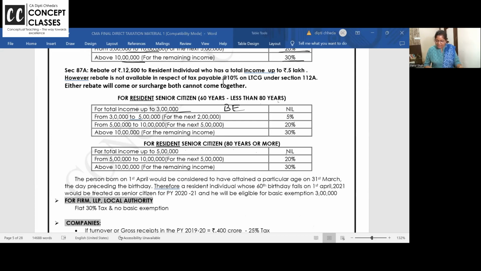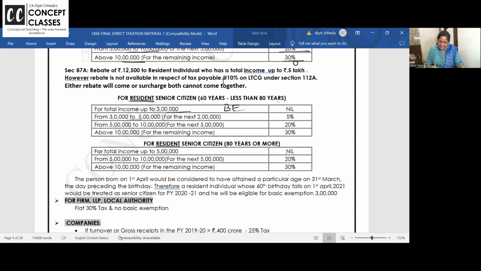80 years and above, they are called super senior citizen. For them, up to 5 lakh income, the tax rate is nil. Then after 5 lakh, they will not start with 5%. The 5% slab is finished. So up to 5 lakh, nil. 5 lakh to 10 lakh, directly 20%. 10 lakh above, 30%. Is this clear to you?